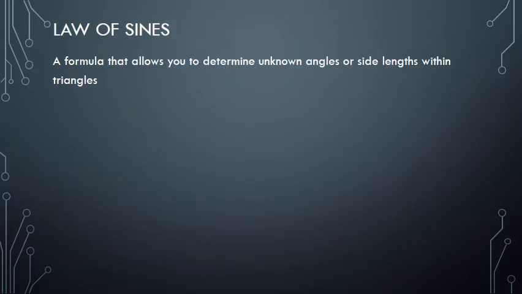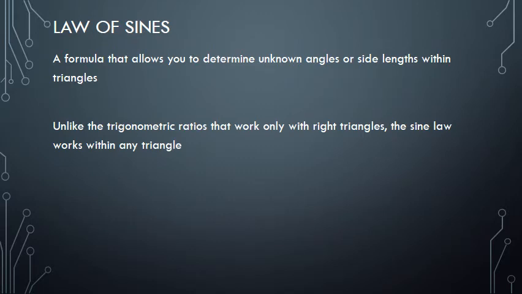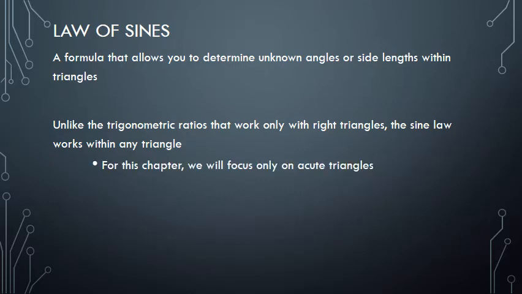So law of sines. That's a formula that allows you to determine unknown angles or side lengths within triangles. Unlike the trigonometric ratios that work only with right triangles, the sine law works within any triangle. So we could use this in a right triangle, in an acute triangle like we're going to, and even in an obtuse triangle. But the way your textbook breaks this up is with acute triangles only first. So I will follow that because sometimes it's easier just to follow the textbook when it comes to assignments and things. And then for this chapter, we'll only focus on acute.